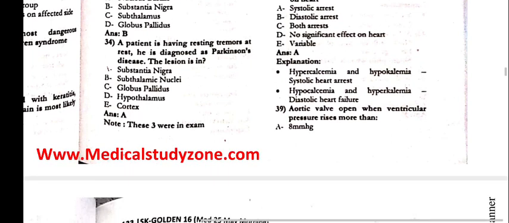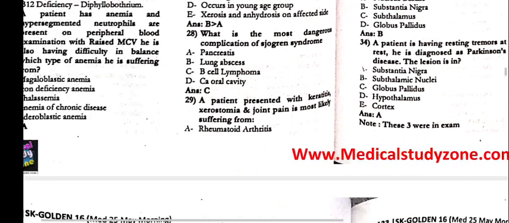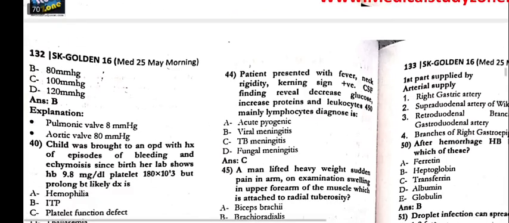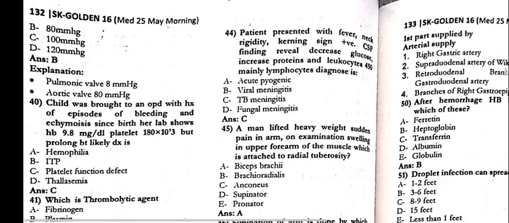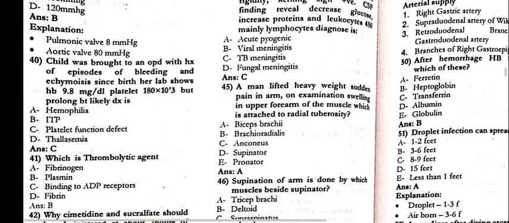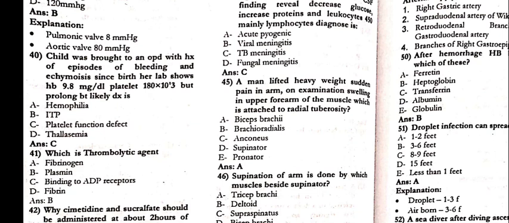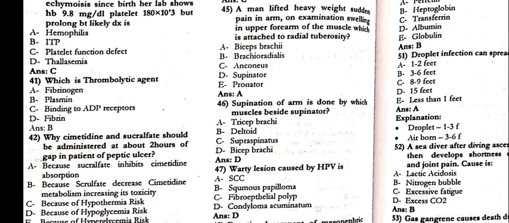There is a systolic arrest. 39, the aortic valve opens when ventricular pressure rises more than 80 mm of Hg. 40, a child was brought to an OPD with a history of episodes of bleeding and ecchymosis. Hb 9.8, platelets 180. The diagnosis would be a platelet function defect. 41, what is a thrombolytic agent?